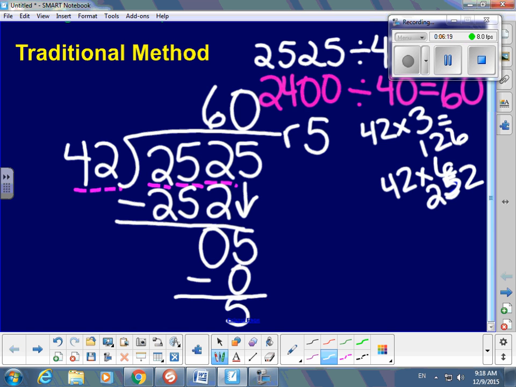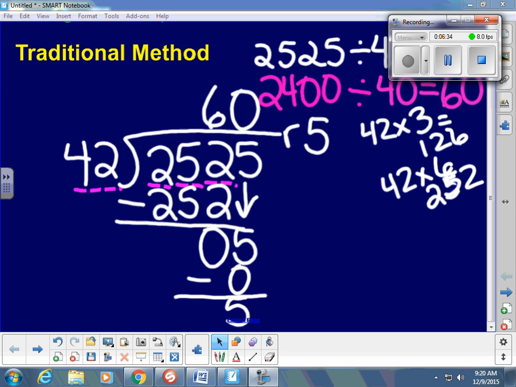What was our estimate? 60. Okay, our estimate was 60. All right, so we just worked on 2,525 divided by 42.